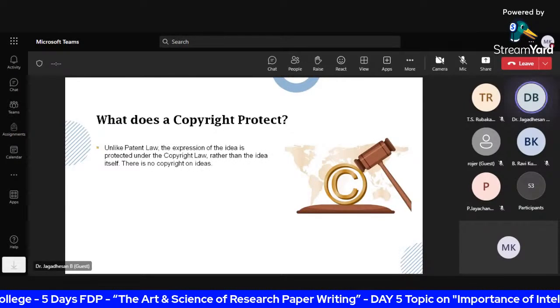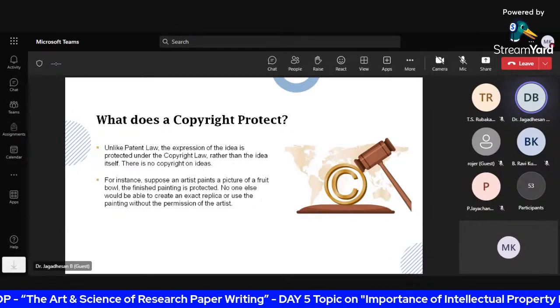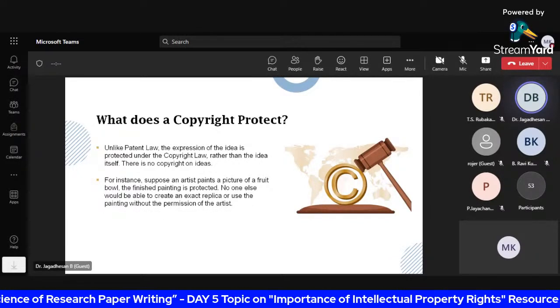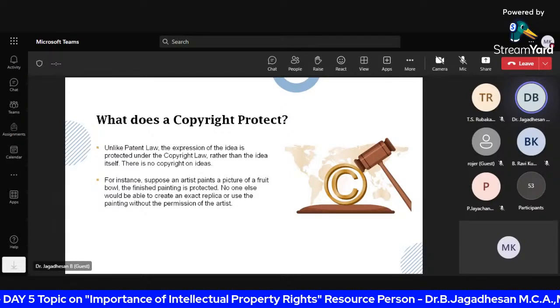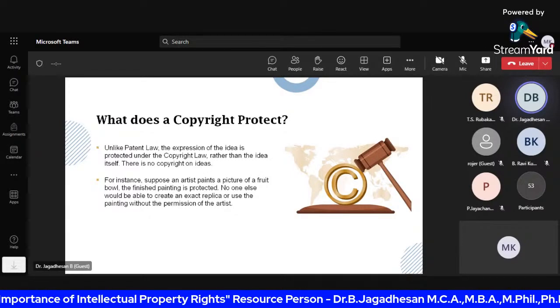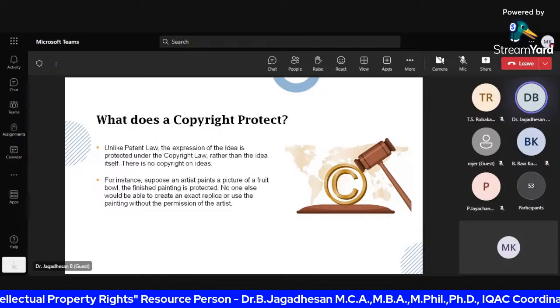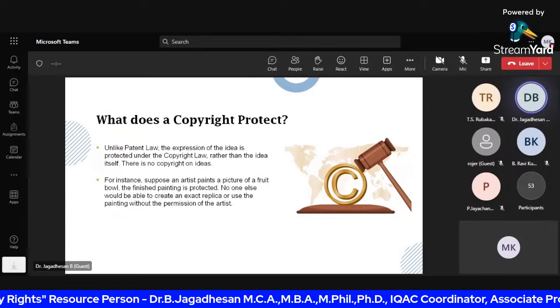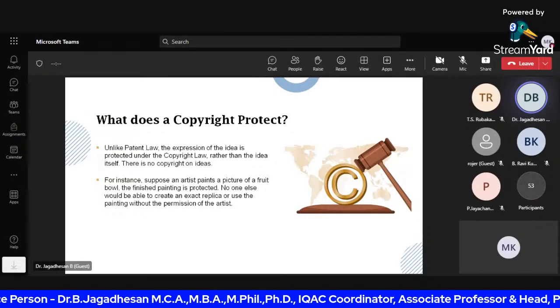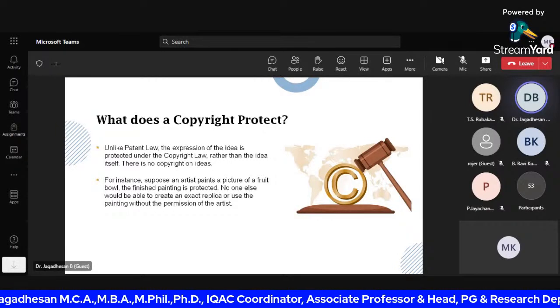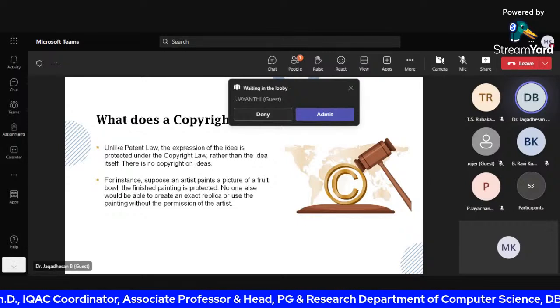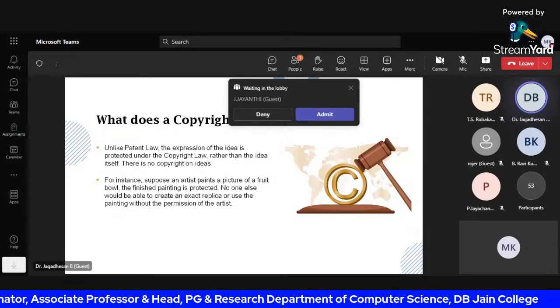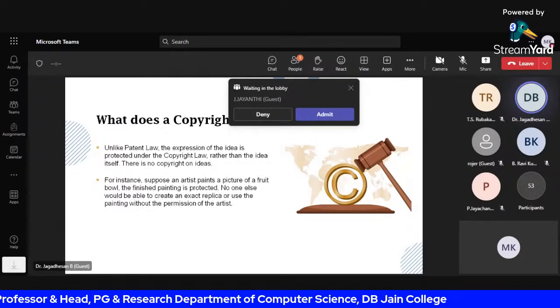How does copyright protect ideas and the information source? Unlike patent law, the expression of the idea is protected under copyright law rather than the idea itself. There is no copyright on ideas. For instance, suppose an artist paints a picture of a fruit bowl. They finished a painting, and it is protected. No one else would be able to create an exact replica or use the painting without the permission of the artist.